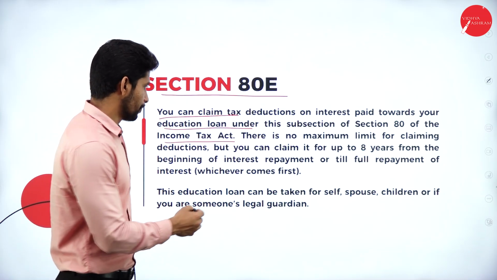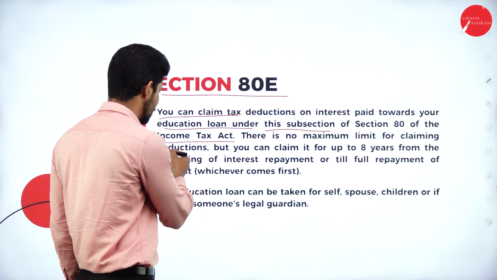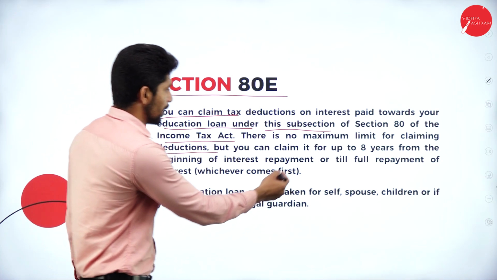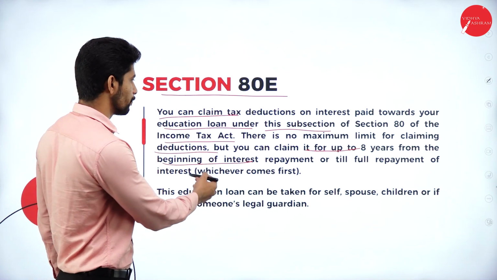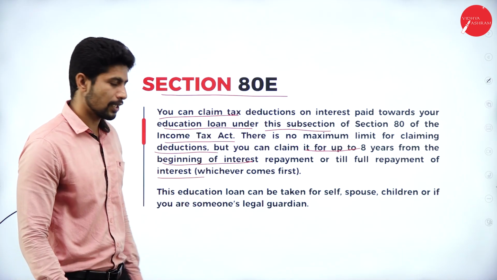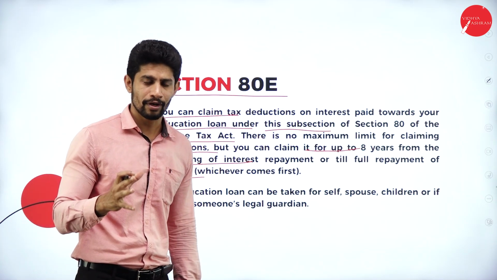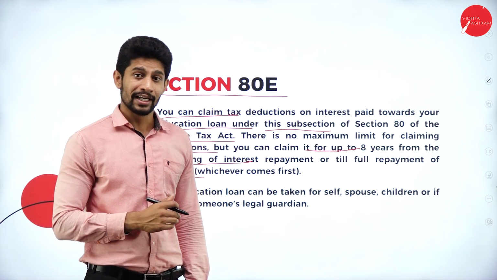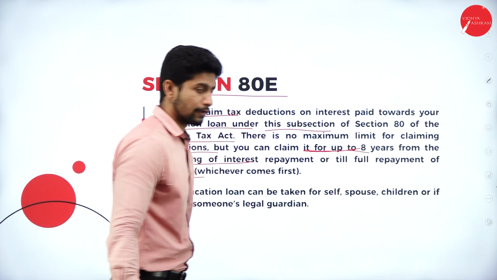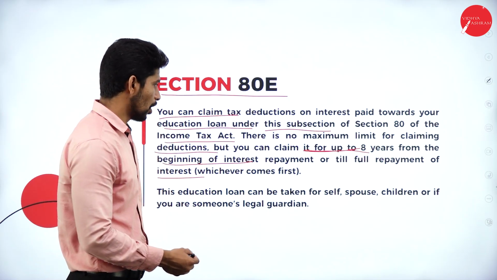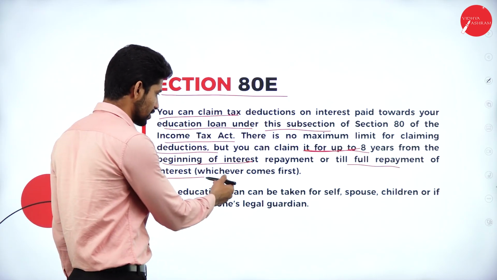So for this deduction, there is no maximum limit for claiming, but you can claim it for up to 8 years from the beginning of the interest repayment or till the full payment of interest, whichever comes first. You can claim up to 1 lakh or 1,50,000 rupees. There is no limit for whatever interest you are paying on your education loan, but that will be considered for the first 8 years from the beginning of the payment of interest or till the repayment of the interest, whichever comes first.